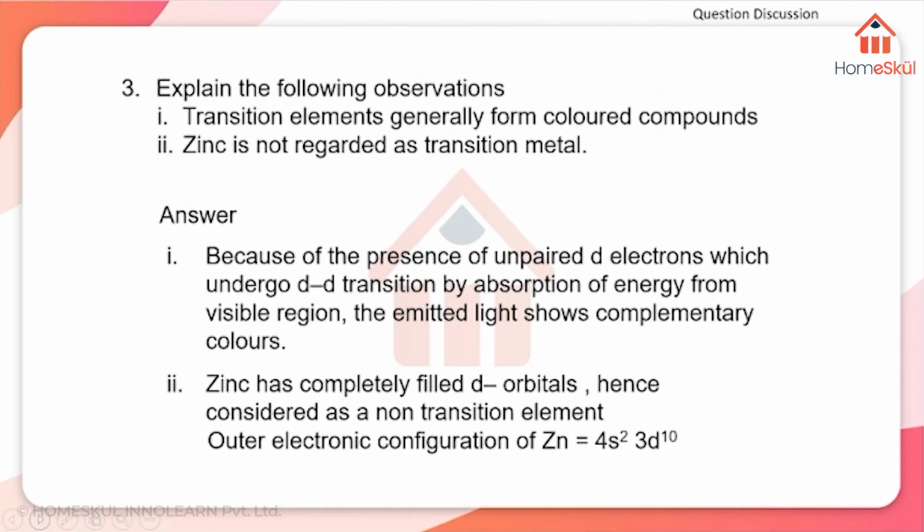And in the case of zinc, it is not regarded as a transition metal. Why? Because transition elements have incompletely filled d orbitals, but zinc has the electronic configuration 4s2, 3d10. That is a completely filled d orbital. Because of that, zinc is not considered a transition metal. Okay, so let's move on to the next question, ma'am.